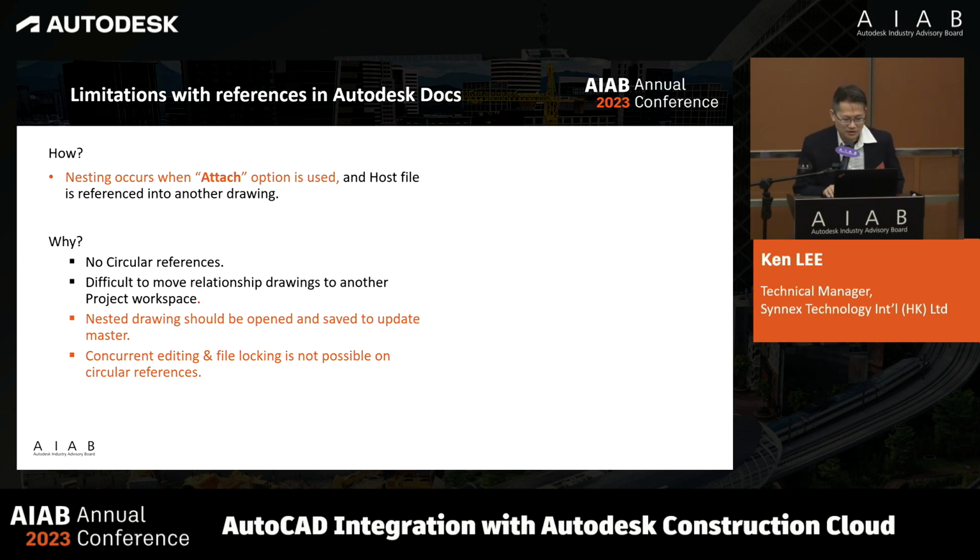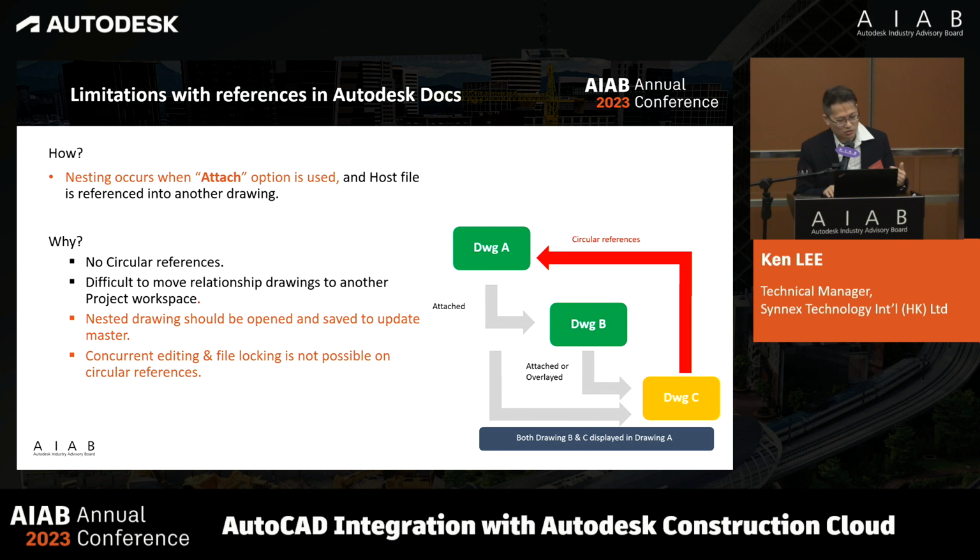So there are some limitations with references in Autodesk that I would like to highlight. Some nested drawings will occur when someone uses the attach option for references. The attach option can cause what we call a circular reference, where drawing A references drawing B, drawing B references drawing C, and drawing C references drawing A again. That means a drawing will reference itself. That is the circular reference.